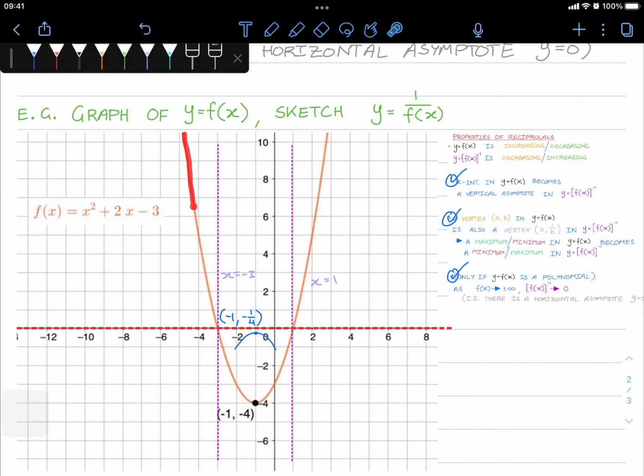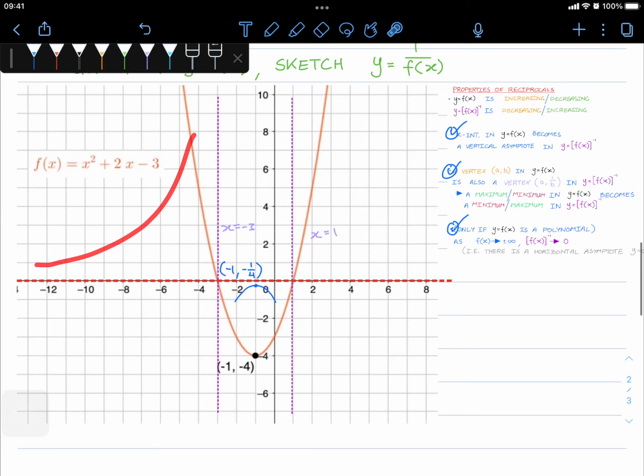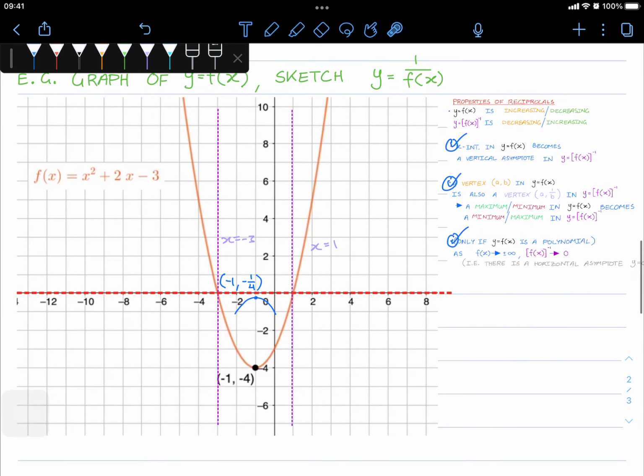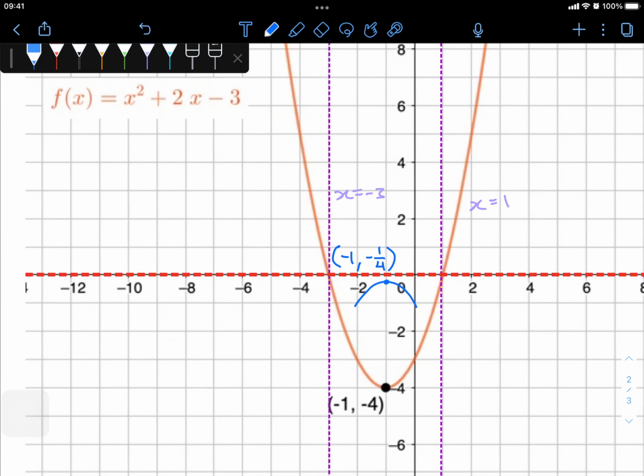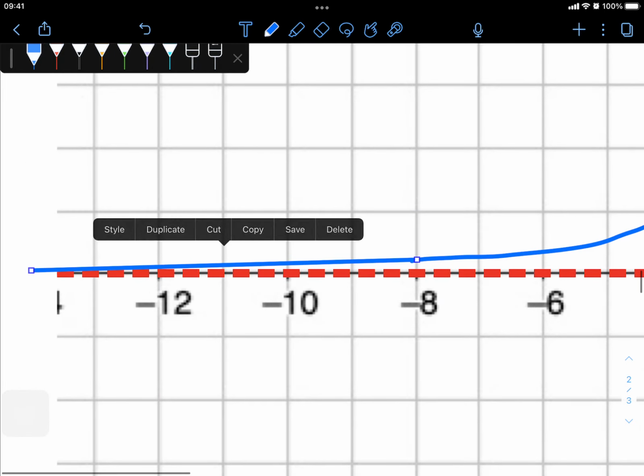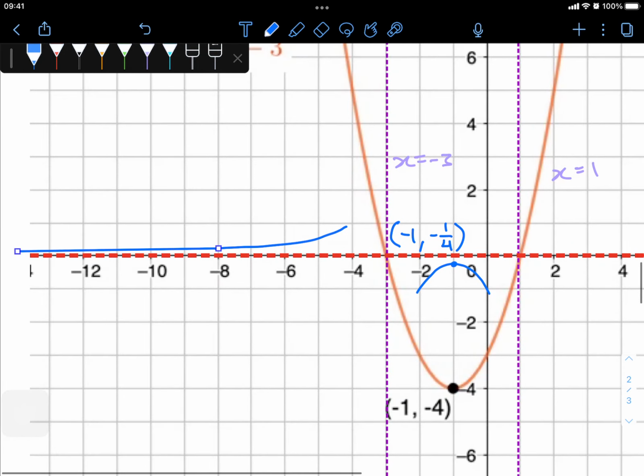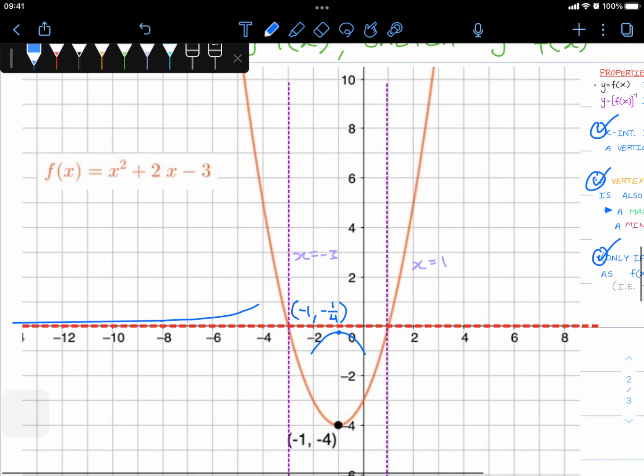Notice how in the function f of x, it is decreasing here that I've highlighted. Since it is decreasing, its reciprocal should be increasing. Not only that, because we said that this last point, as x approaches -infinity, its reciprocal is approaching 0, it should be a horizontal asymptote like this. Let's try and make it as close as we can, like this. So there's a horizontal asymptote like so.